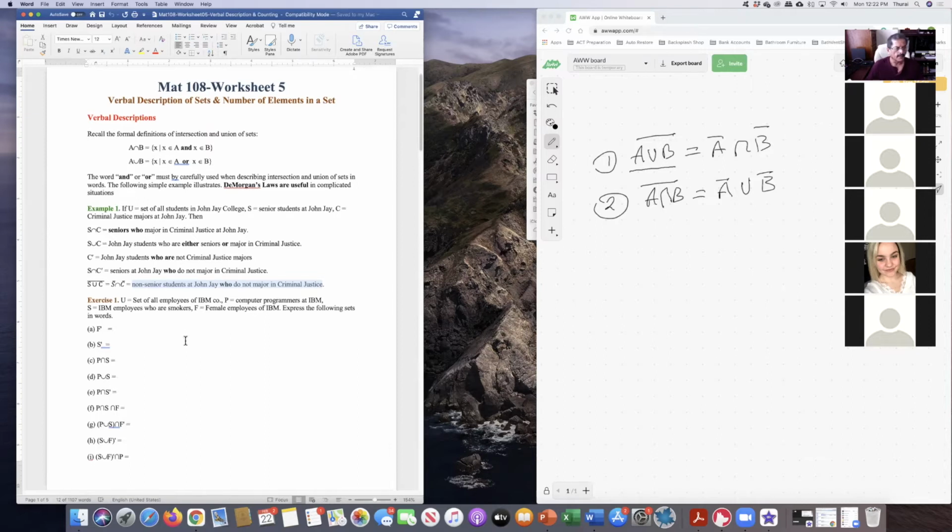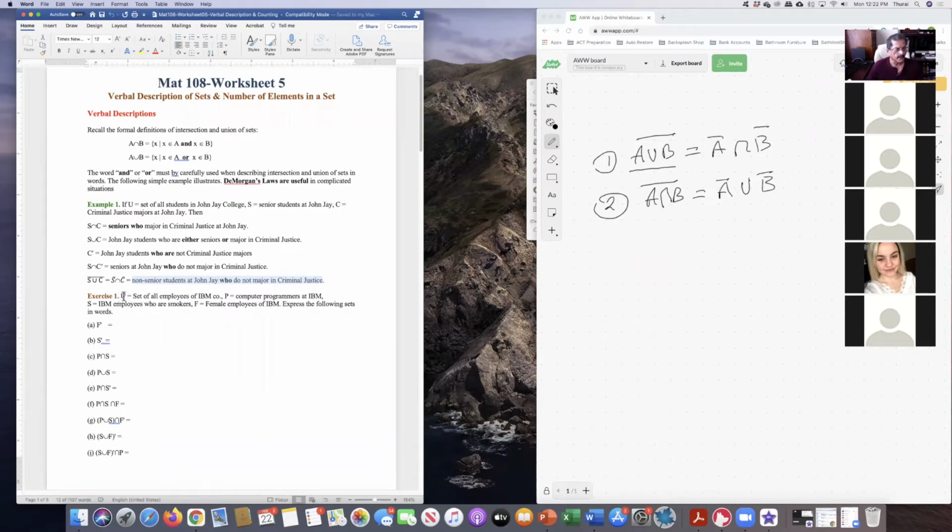Okay, so with that one example, you should be able to answer these questions. Let me describe the sets. The universal set is the set of all the employees at IBM company. P represents computer programmers at IBM company. S represents employees who are smokers. F represents female employees of IBM. With these notations, how to describe F prime in words?